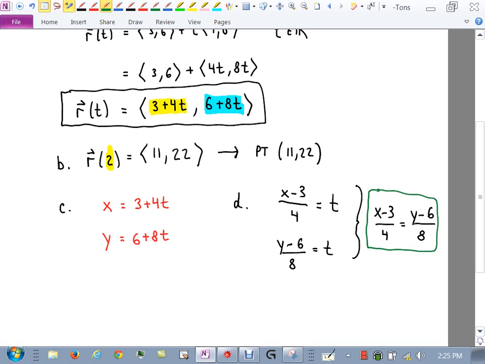You might notice something here. What do we call these? These are the parametric equations. This is a symmetric equation. When you look at the symmetric equation, notice that the denominators 4 and 8 are actually the direction numbers, right? What was the direction vector? It was 4, 8, wasn't it? This 4 and this 8 will always turn out to be your direction numbers down there when you do your symmetric equations.